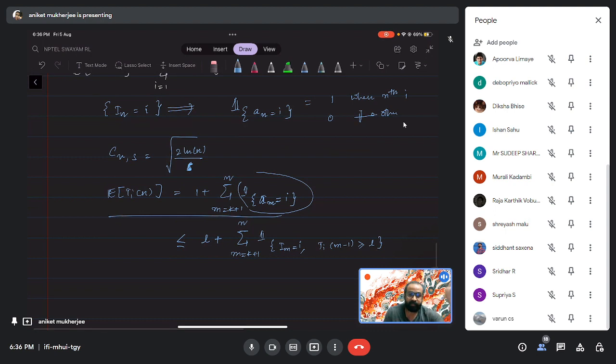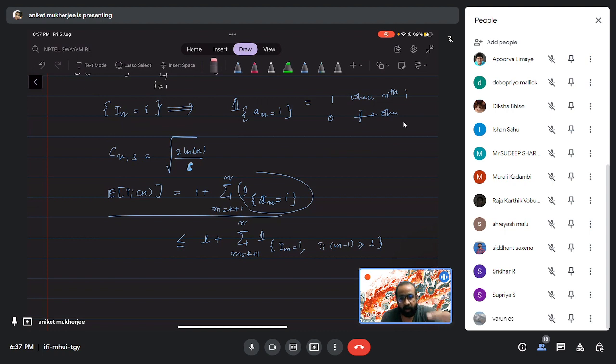Okay, so what does this say? It says that the expectation of TIN is a number. TIN is random, but the expectation of TIN is not random. The expectation of TIN is a number. So you are saying that it is at most L.